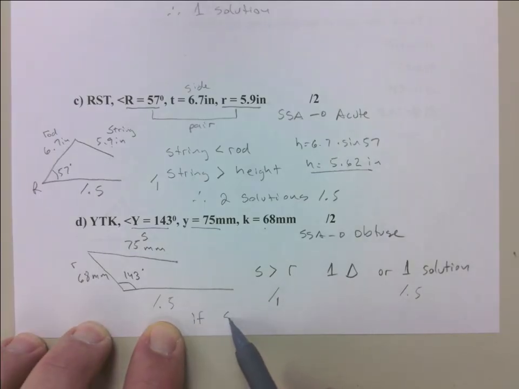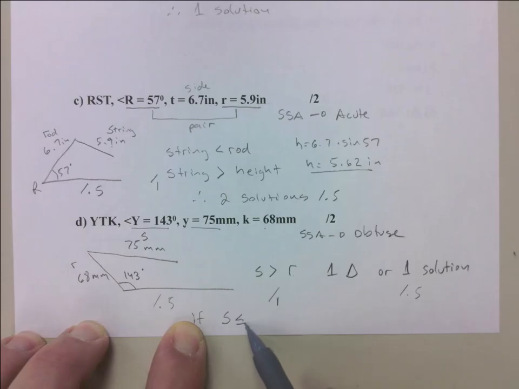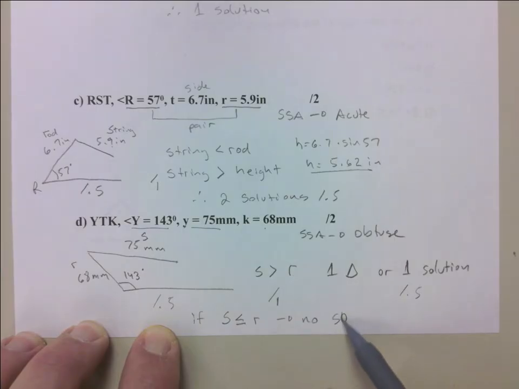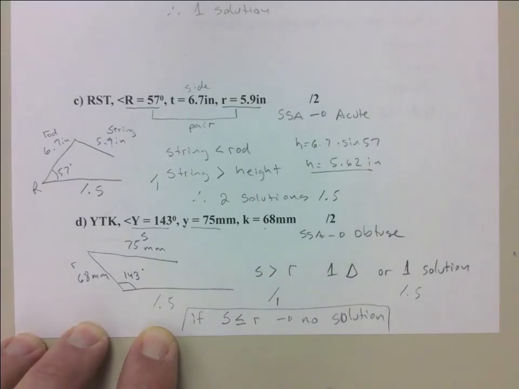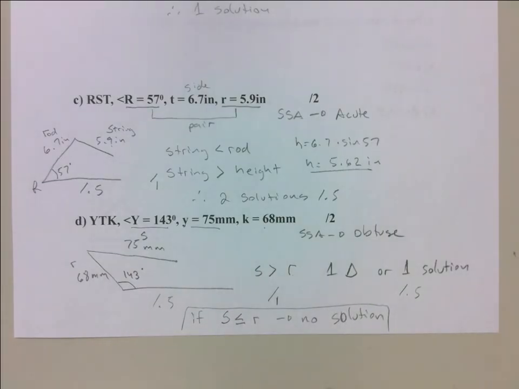If string is less than or equal to rod, then there's no solution. Okay, that's a little note that you can add to your study sheet. So if it's greater than, you've got a triangle. If it's equal to or less than or equal to, no solution. Okay, those are your only two options for obtuse.